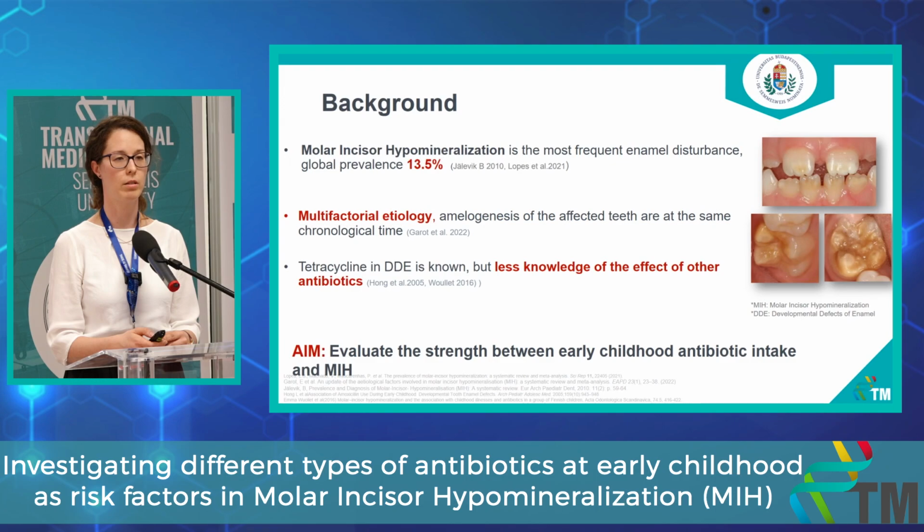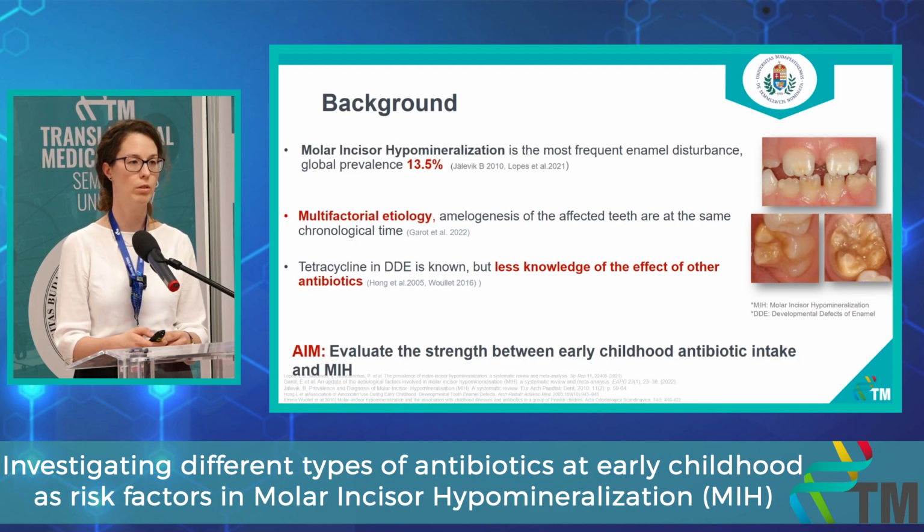The background is that MIH is affecting the first permanent molars and the incisors, and this is the most frequent enamel disturbance with a global prevalence of 13.5%. The etiology is still unclear. What we know is that the amelogenesis of the affected teeth is at the same chronological time. Many putative factors are listed in the literature, and also the harmful effect of tetracycline in the odontogenesis is known, but we have less knowledge of the effect regarding the other types of this therapeutic class.